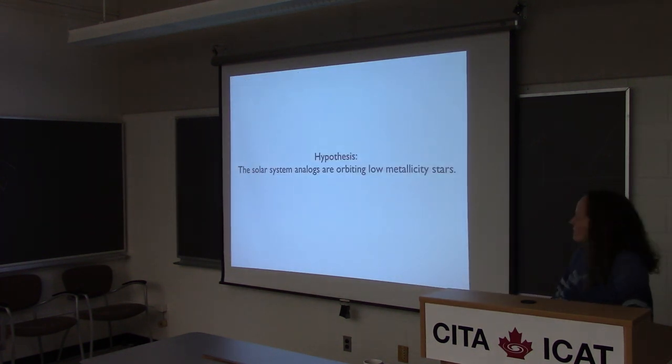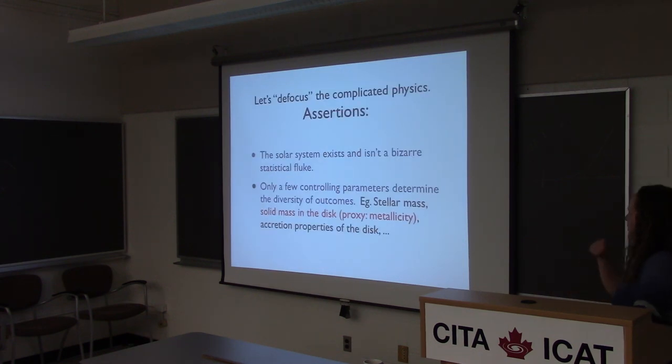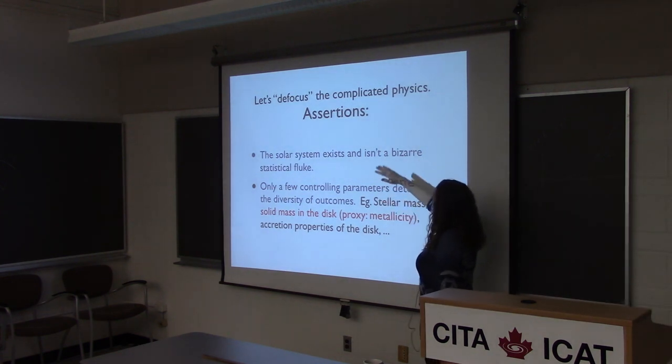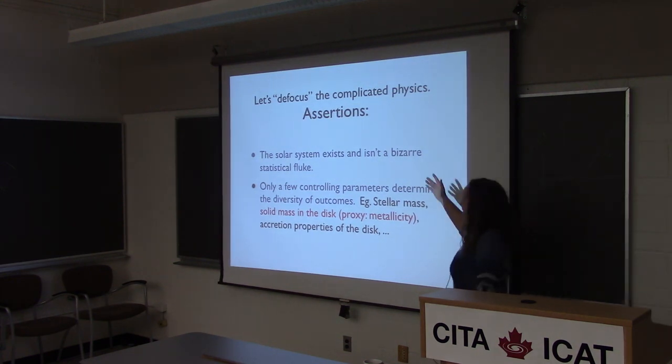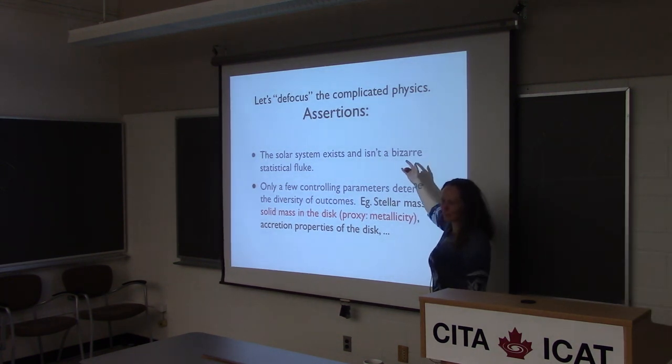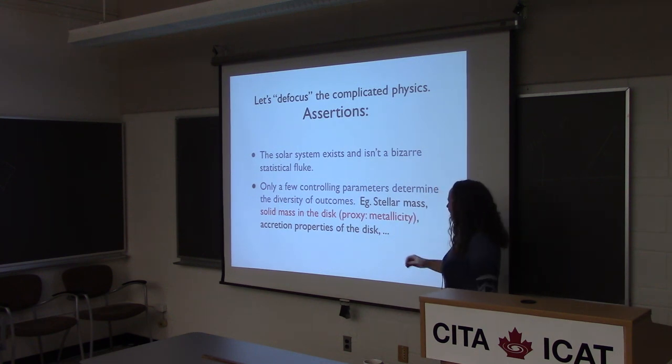All right, so what can we say from this? My hypothesis based on this is that if we want solar system analogs, they should be orbiting the low or at least moderate metallicity stars, not the high metallicity stars that have had these sorts of dynamical histories. So one way to think about this is we could just take a step back and defocus and make two assertions. And I've been thinking about this with Leslie Rogers. The solar system exists. I'm comfortable with that. I'm saying it's not a bizarre statistical fluke. That's an assumption, but it has turned out to be true throughout history.